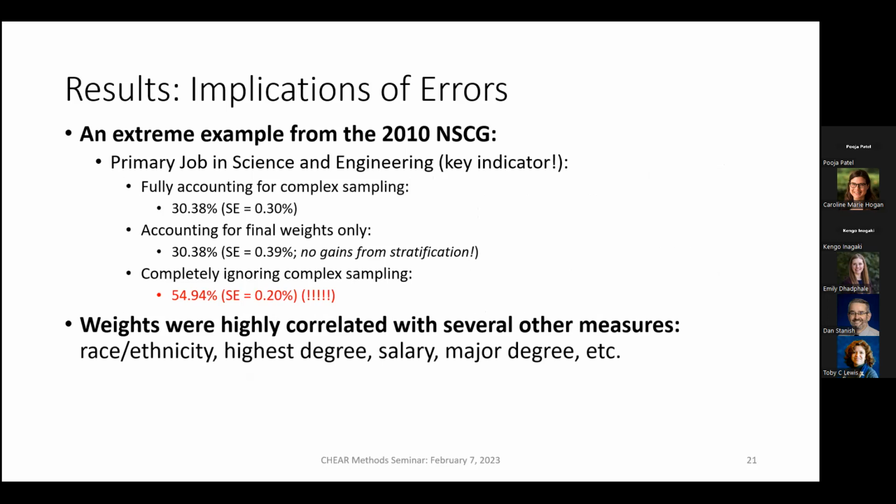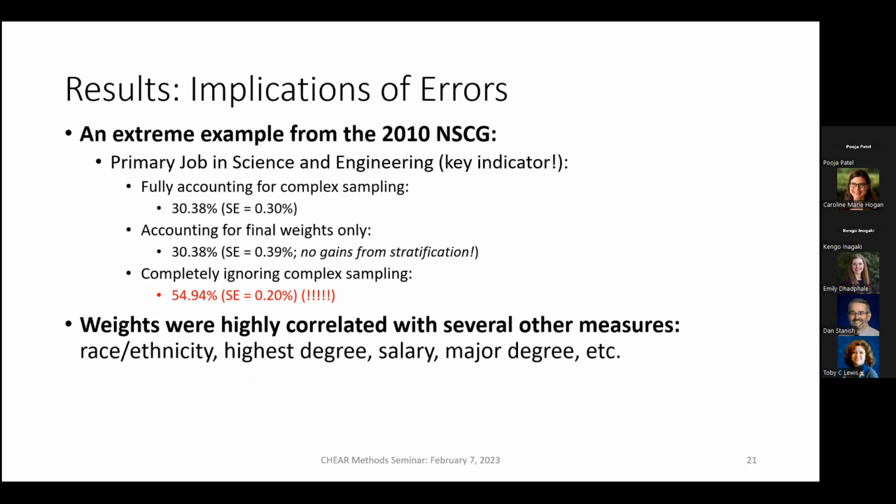So here is an example answering that question from the 2010 National Survey of College Graduates. A very common indicator for what's happening with STEM education: is your primary job in science and engineering? If we fully account for the complex sampling features, you get about 30% of jobs. If you only account for the final weights, you get the point estimate right, which is good, but the standard error is a little bit higher than it should be because we're not getting any of the gains in efficiency from stratification. We're ignoring that feature of the sample design.